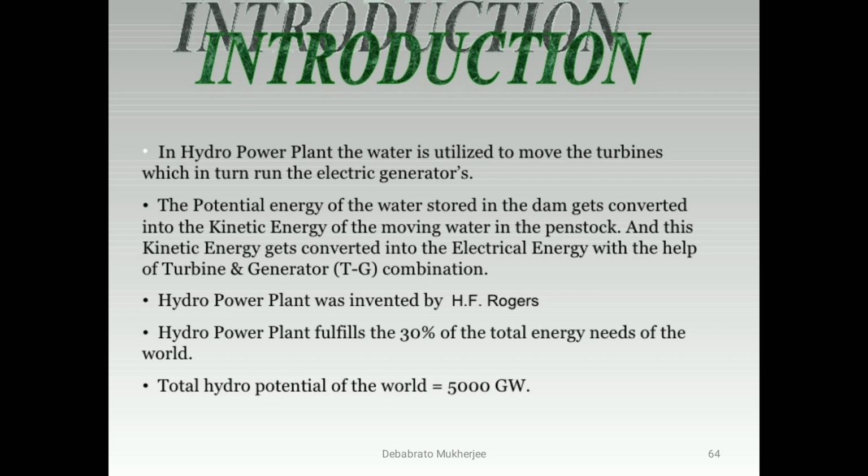Hydropower plants generally fulfill 30% of the total energy, and it was invented by H.F. Rogers. Total hydro potential in the world is 5000 gigawatt.